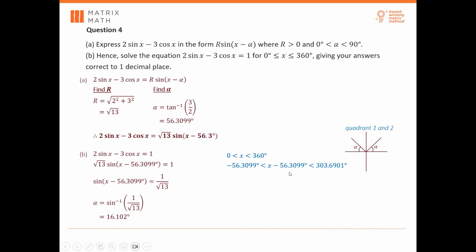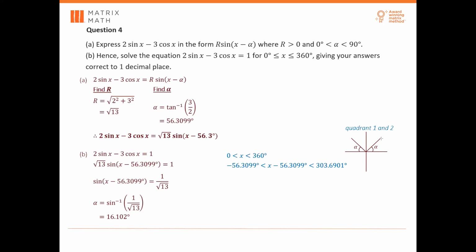quadrants, okay? Now, your base angle is positive, right? When you take sine of that angle, you get a positive value here, 1 over square root 13. The 1 over square root 13 is a positive number. So where will you get the positive number? In the first quadrant and in the second quadrant. They're all on the sine quadrant. So it has to be in quadrant 1 or quadrant 2.